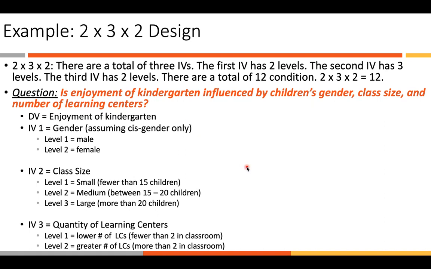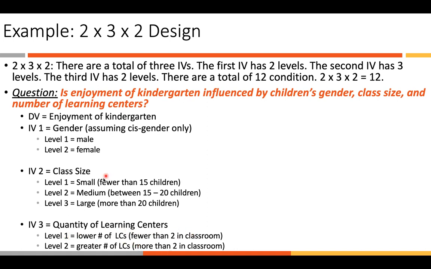If we remember back to kindergarten, you had sort of stations and sections. Here's the math station and the computer station and the reading station and the science station. So maybe we think that the number of learning centers or stations in a classroom will impact enjoyment. And so I can break down each variable here in turn and list out the levels that I have defined. So gender gets defined as male, female. Maybe I decided that it's really important to have 3 levels of class size, so small, medium, and large. And I've defined quantity of learning centers as basically less than 2 or more than 2.